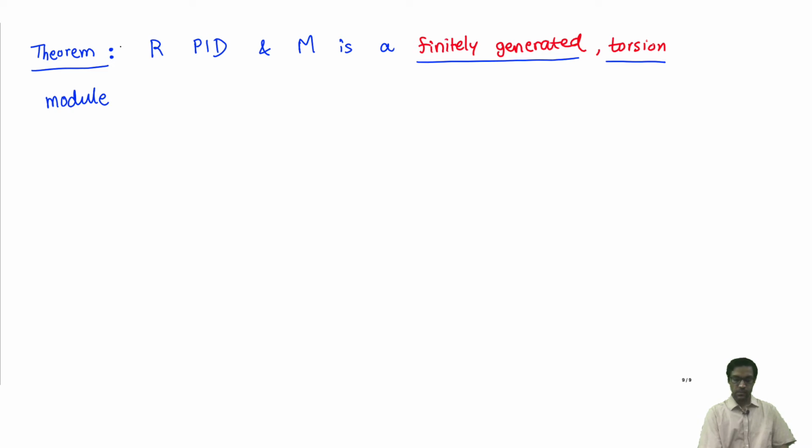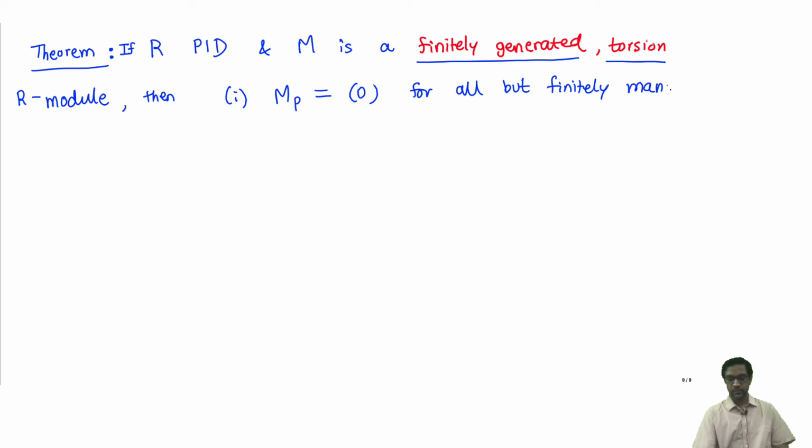Then if R is a PID and M is a finitely generated torsion R module, then two statements. One, these primary components MP are 0 for all but finitely many primes P of R. Notice that the ring itself may have infinitely many primes, but we are saying that the primary component MP will be 0 for almost all those primes, except for some finitely many of them. And statement 2, let's give these primes a name. Let's call these primes P1, P2, PR.